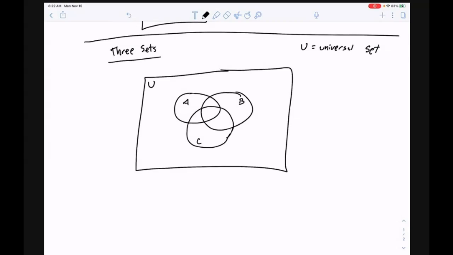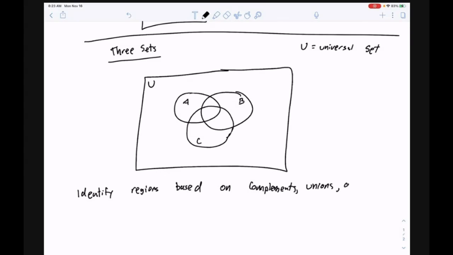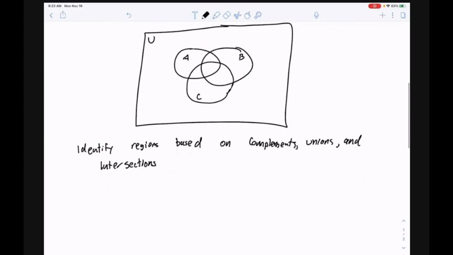Now, before we get into everything that we're going to be doing, we need to identify regions based on complements, unions, and intersections. And basically that's all I'm going to push you towards.